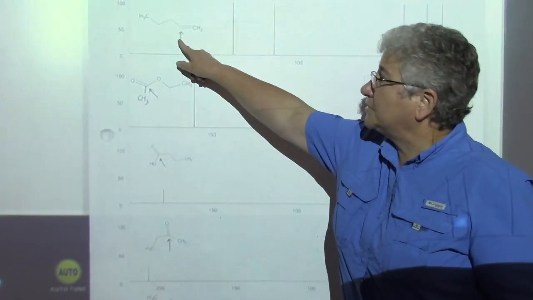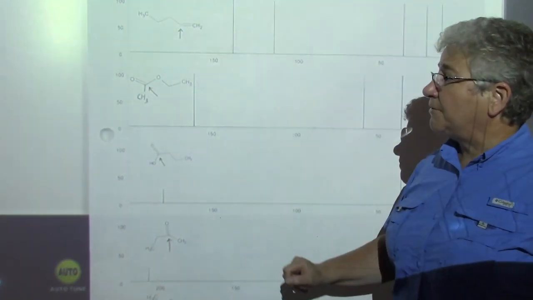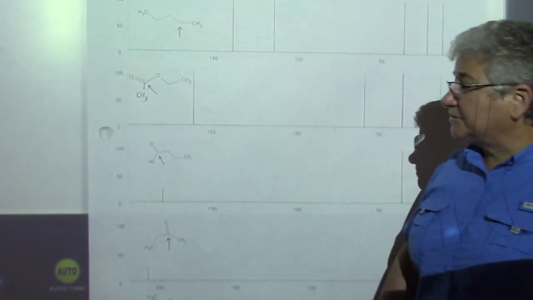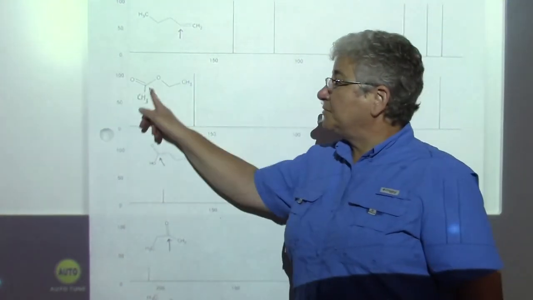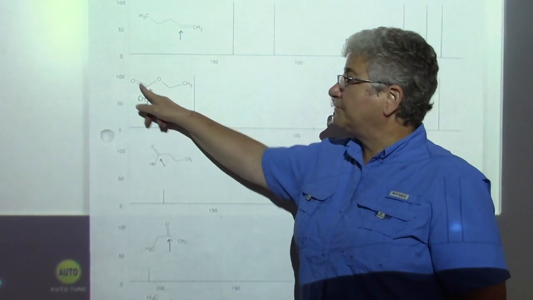This carbon here that's pulled furthest downfield has the arrow. And in the next case I have an ester, right? Which means I'm pointing at the carbon of the carbonyl.